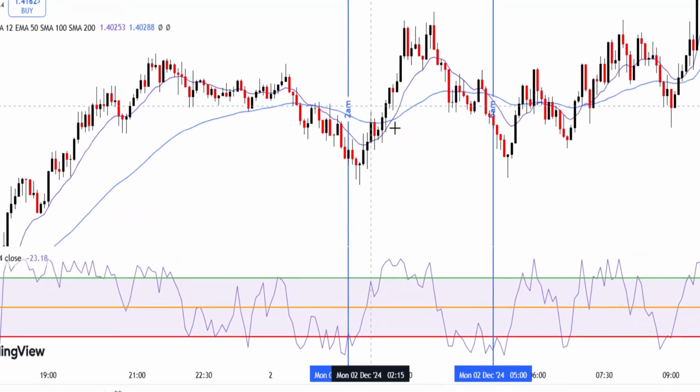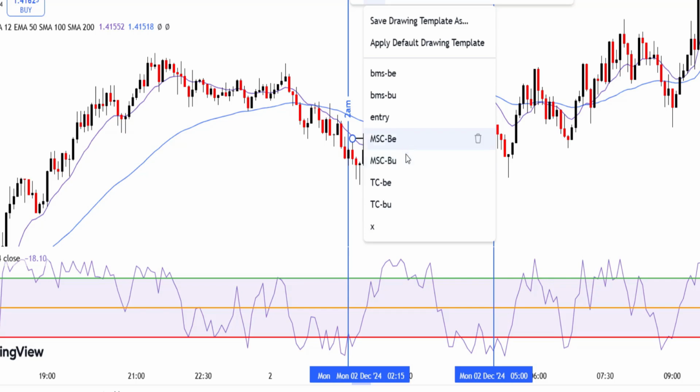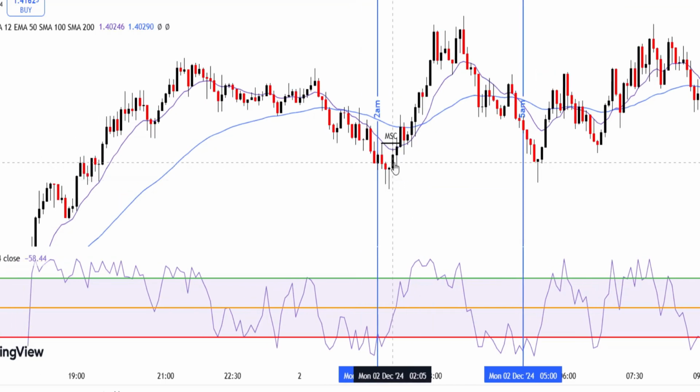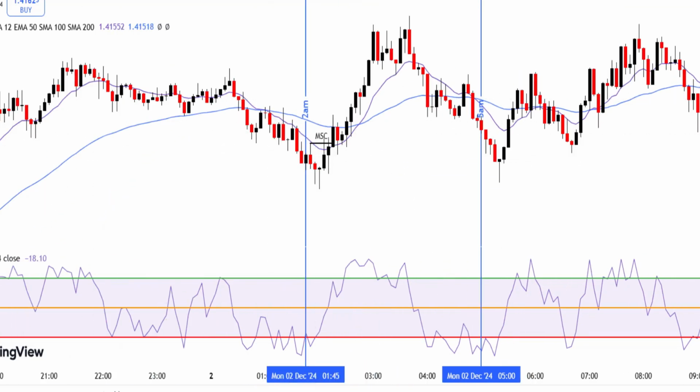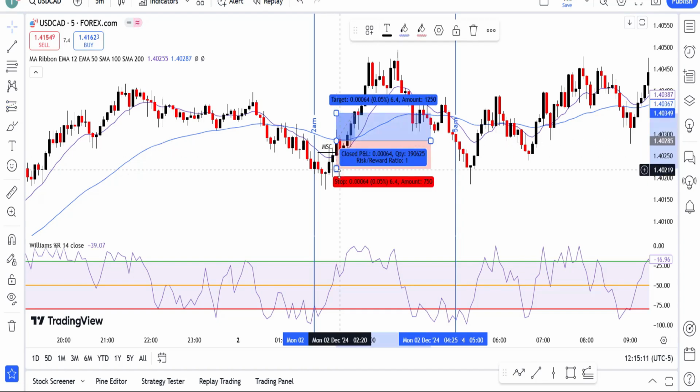Step 3. Structure shift on 5-minute chart. Next, we move to the 5-minute chart to fine-tune our entry. Notice how at 2:15 a.m., we see a breakout above a recent resistance level, confirming a structure shift. This breakout shows that buyers are regaining control and the market is ready to move higher. This is where we place our trade. We enter just above the breakout candle, ensuring we're aligned with the bullish momentum.